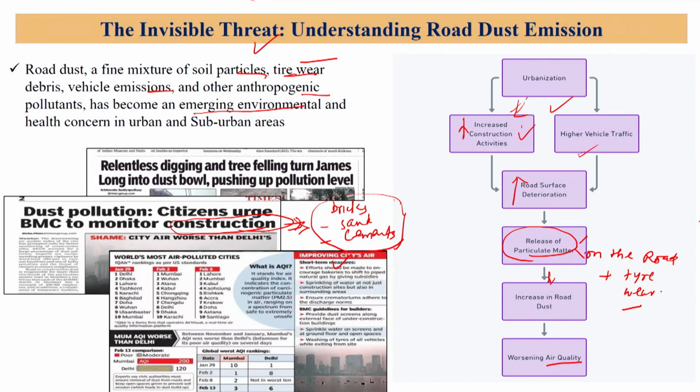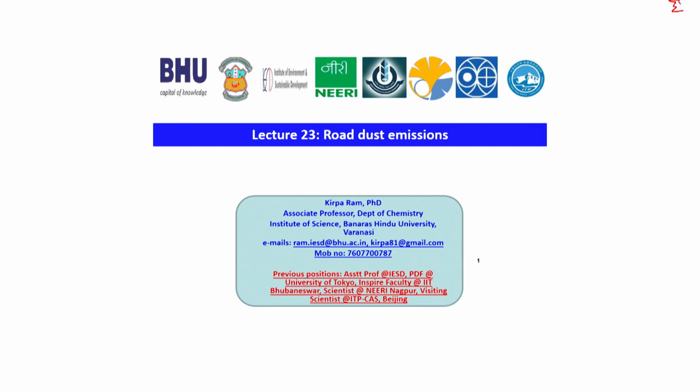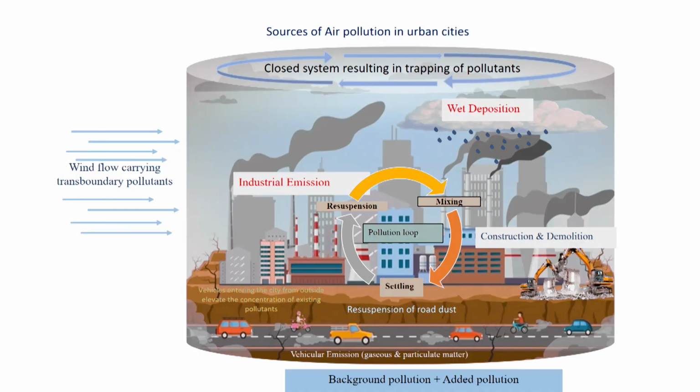So if you compare the pollutant levels at the roadsides and away from the roadsides, the composition will be very different. Okay, so this is how it looks. Within the urban city, there are so many sources of this.